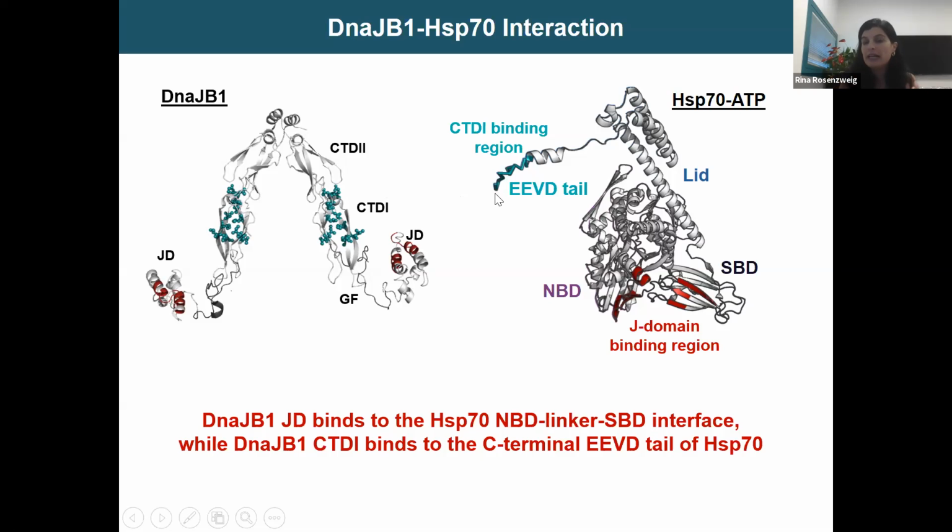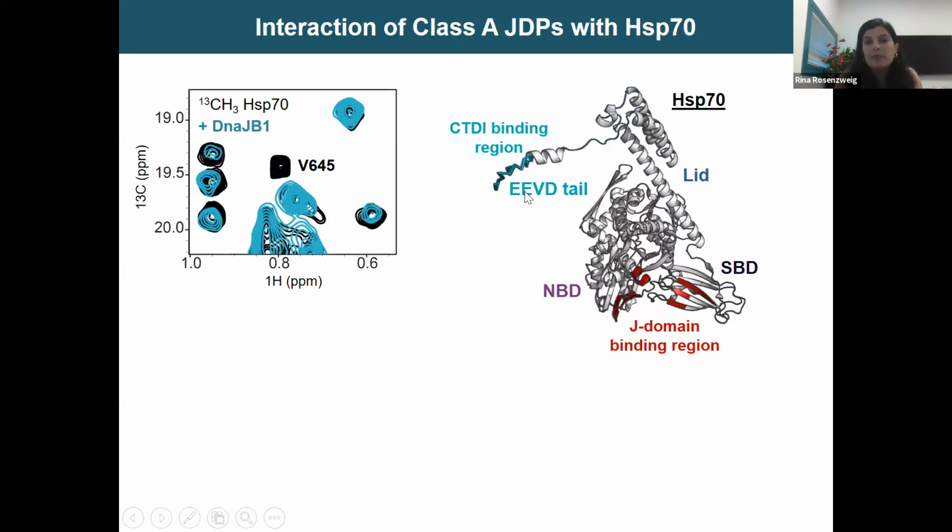So we see that there are two binding sites, and we wanted to see if this second binding site, the interaction between the C-terminal HSP70 tail and CTD1, is also present in class A J-domain proteins. Class A J-domain proteins lack the GF inhibition. Now the question is, do they have the second binding site? We were very lucky because the C-terminal tail ends with the EEVD, which has a valine, which we can see in our methyl labeled NMR spectrum. This is valine 645. It gives a really intense peak because it's at the very C-terminus of the protein.